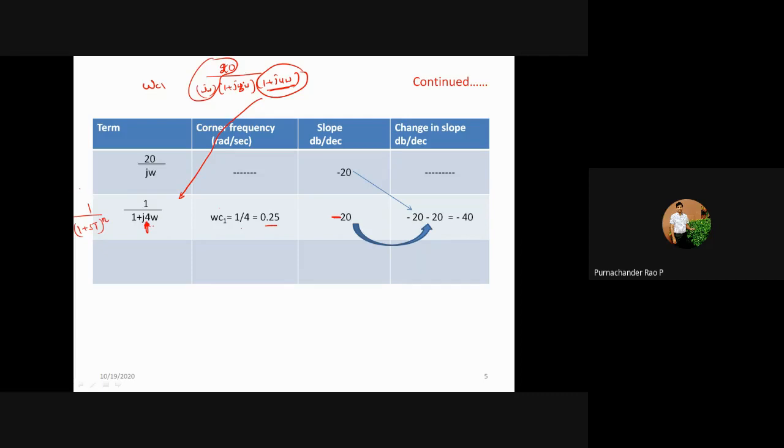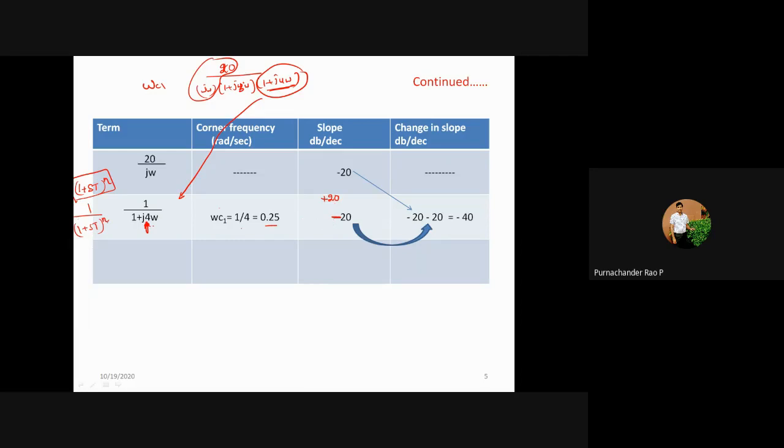If you have this term as a numerator term, 1 plus s into t to power n, then this should be considered as a plus 20. If this term is in the numerator, you have to consider the slope as plus 20. If this first order term is in the denominator, then you have to consider this as a minus 20.